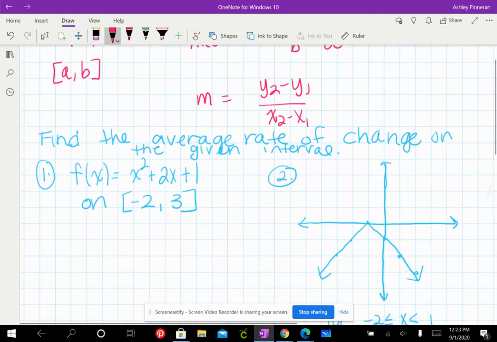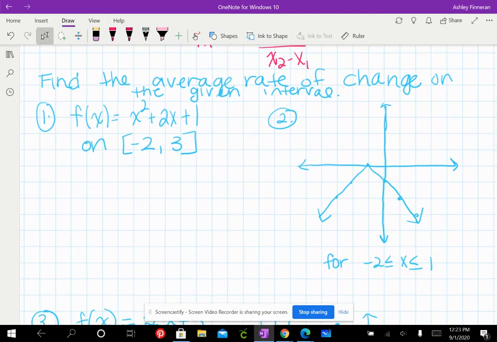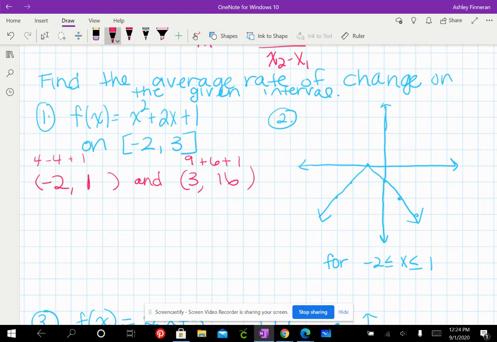So I have a few examples here for you. It says find the average rate of change of the function on the given interval. My first function here is x squared plus 2x plus 1, and my interval is -2, 3. So what I want to do is find the y value for those 2 points, and I think that's easier to do first. If I plug in -2, it is 4 minus 4 plus 1, so I get a y value of 1. And if I plug in 3, I get 9 plus 6 plus 1, which is 16.